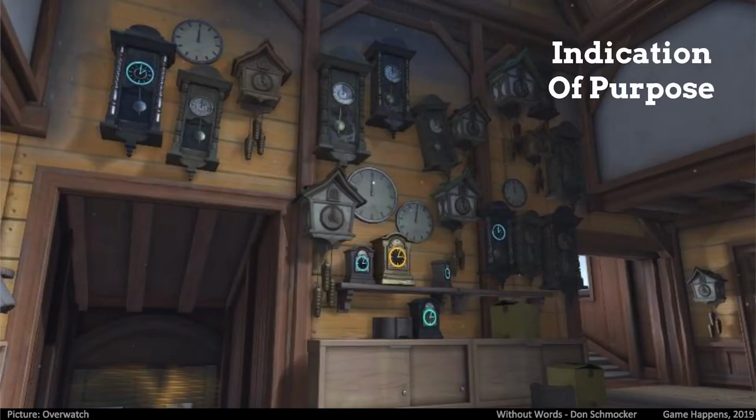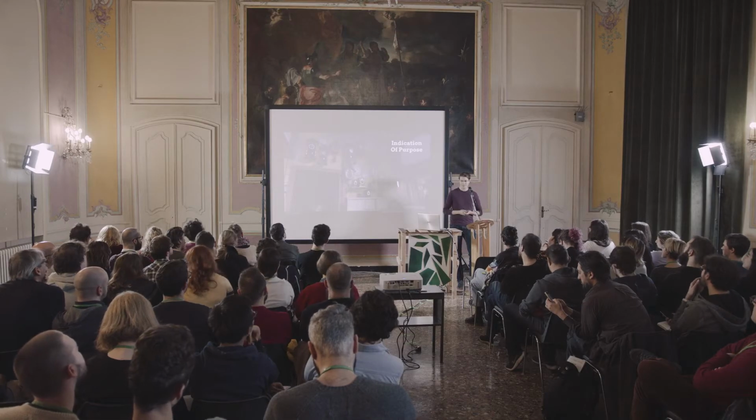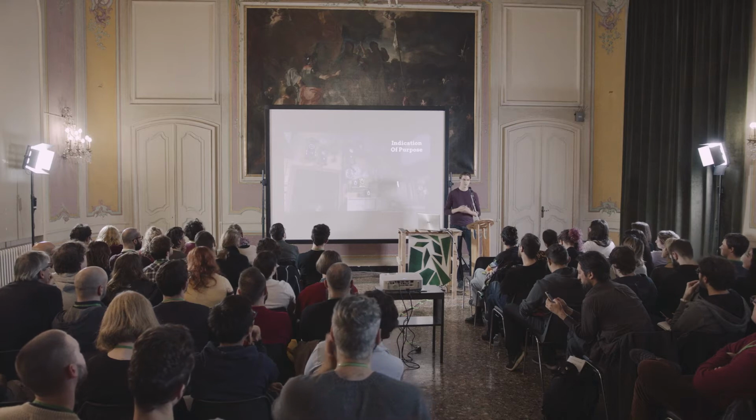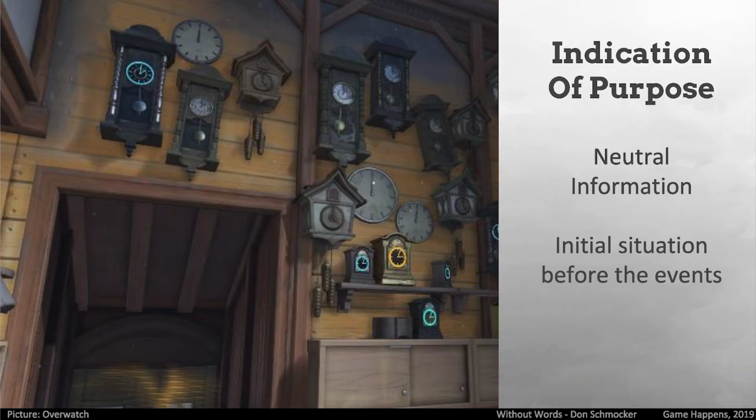Then we have indication of purpose. Here we see a room full of clocks, and it probably tells us that it's a room of a clockmaker or a clock collector. Compared to the action, it can give us neutral information about what world we are in or what room this specifically is, and it gives us a lot of context.